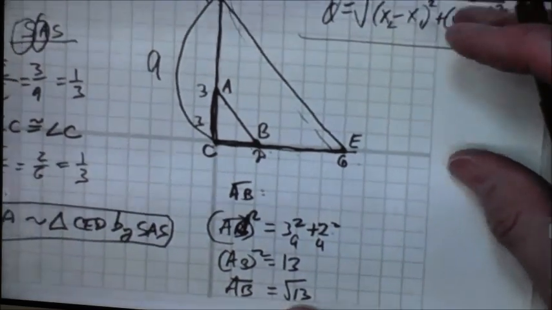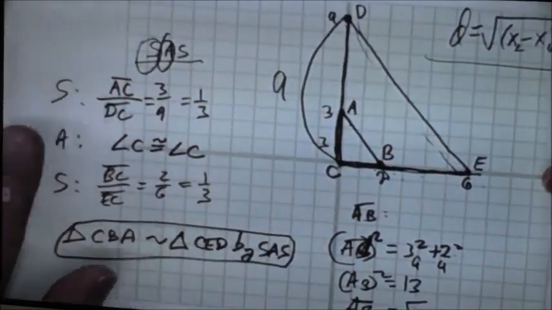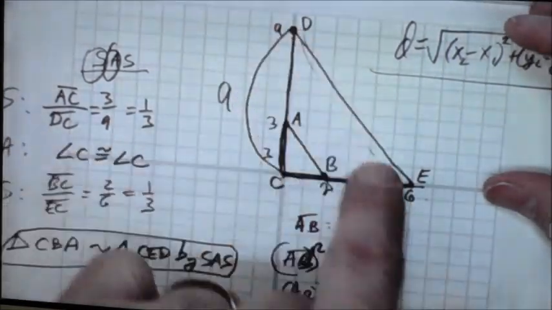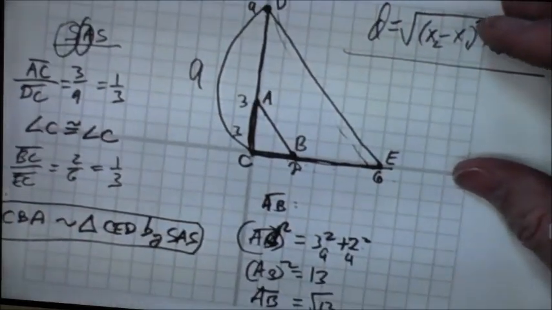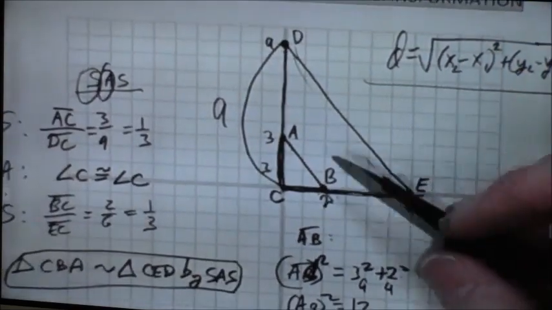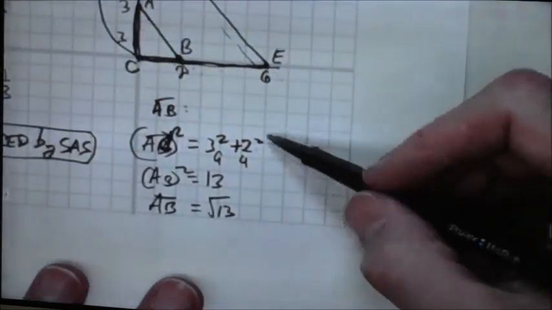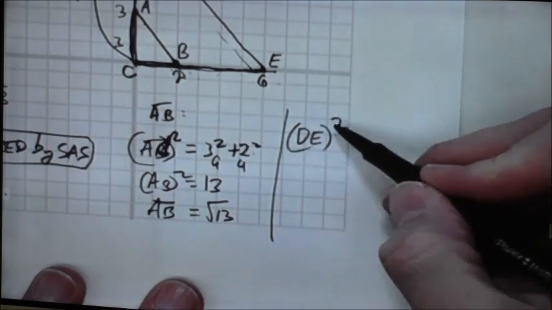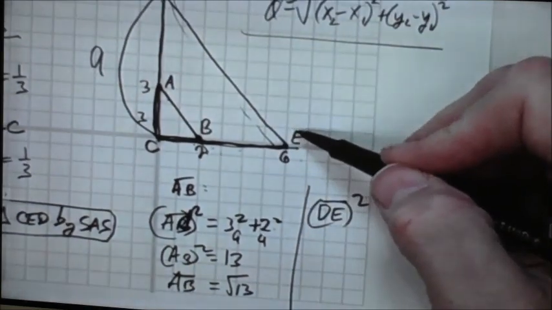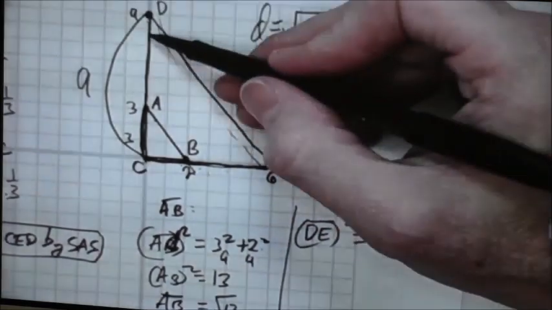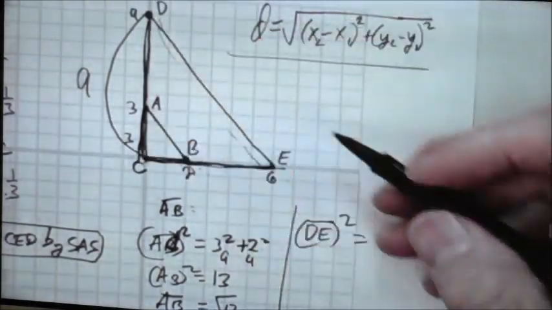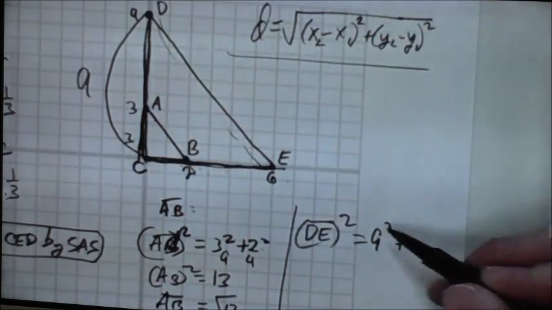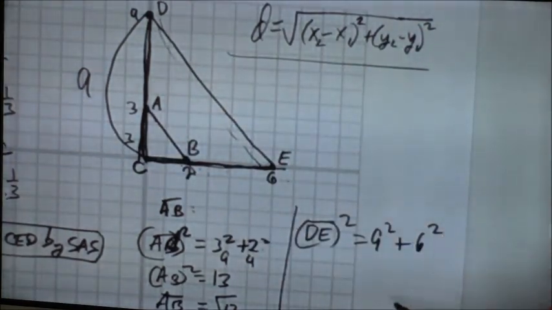Because what I want to find out is that, if I put that amount over this amount, will it come to 1 over 3? If it comes to 1 over 3, that means that these sides are in proportion. So I'm going to do it with this one. The length DE, if I take the length DE and I square it, that should be equal to this length squared, A squared or B squared, doesn't matter which one, that was larger, but still. 9 squared plus 6 squared.